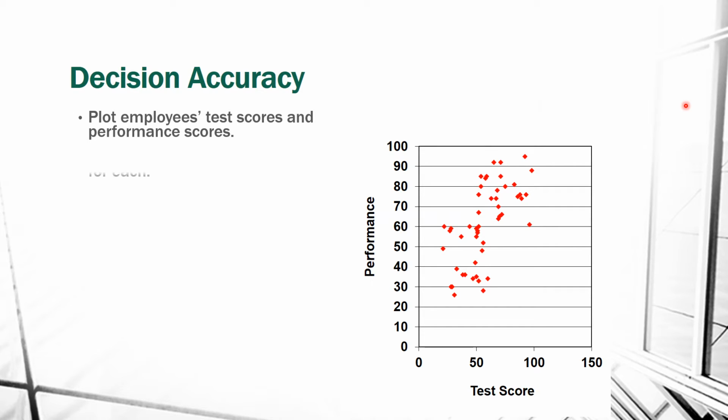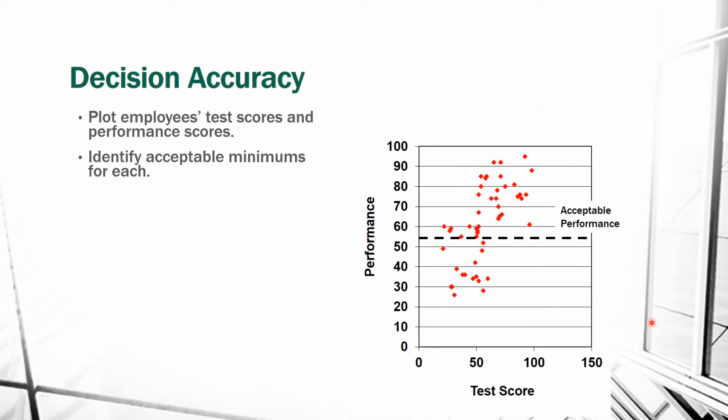For the decision accuracy framework, though, we have to go through and figure out what are acceptable minimums for each of these variables. So we have to figure out what's an acceptable level of performance. If you want to think about this in concrete terms, maybe performance here is the number of high-quality widgets made in a week. So we want employees to make at least about 55 widgets a week. Below that, we would say they're not acceptable job performers.